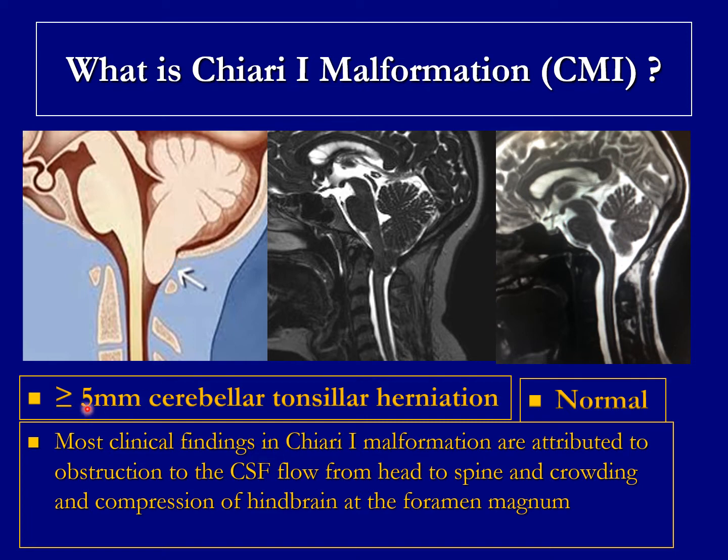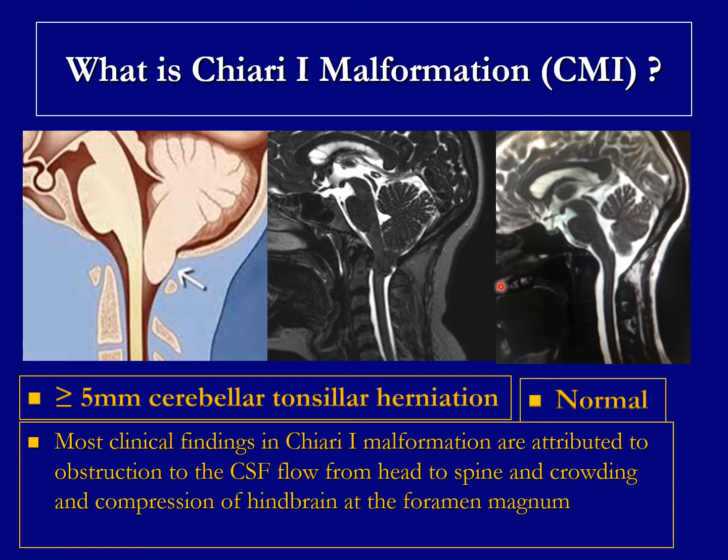Now, generally it is agreed that about 5 millimeters or more of cerebellar tonsillar herniation would meet the definition of Chiari malformation, but there are some exclusions to that, and I'm not going into the detail of it because they are not that common. In the middle, one can see a patient with Chiari malformation where the MRI scan shows the cerebellar tonsil extending below the level of foramen magnum.